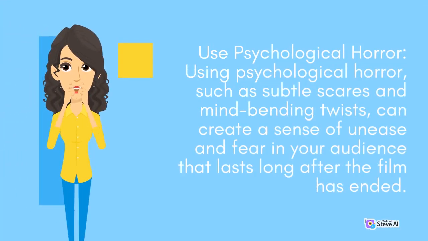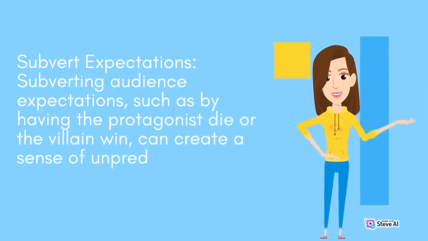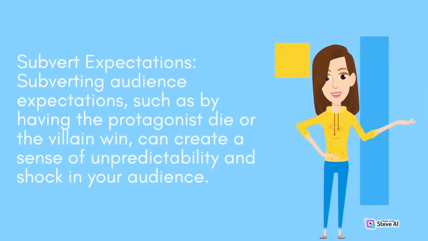Use psychological horror. Using psychological horror, such as subtle scares and mind-bending twists, can create a sense of unease and fear in your audience that lasts long after the film has ended. Subvert expectations. Subverting audience expectations, such as by having the protagonist die or the villain win, can create a sense of unpredictability and shock in your audience.